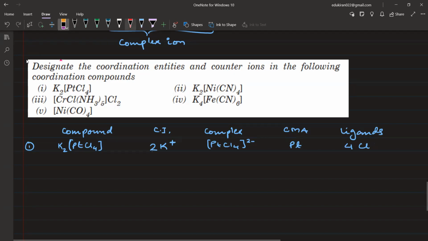So please write the next one, second, third, fourth and fifth. इस सवाल को लिखने की जरूरत नहीं है, आप बस यहाँ पे टेबल बना के इसको लिख लीजिए इस तरह से. First of all, identify the counter ion.